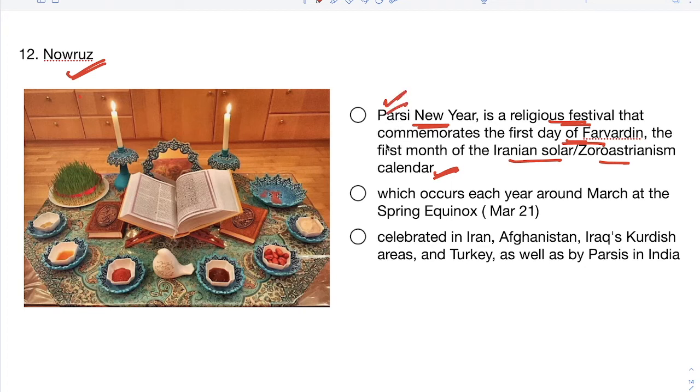Why was it included as an Indian art form? Because it is celebrated not only in Iran, Afghanistan, Iraq's Kurdish areas and Turkey, but also by Parsis in India. That's why we can call this an Indian art form, which is inscribed in the ICH. It is celebrated every year on March 21st, because it is celebrated around the spring equinox. On which day does the spring equinox generally happen? March 21st. So that's why they celebrate on March 21st.